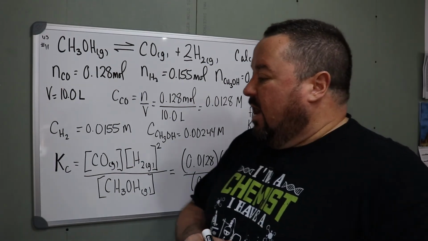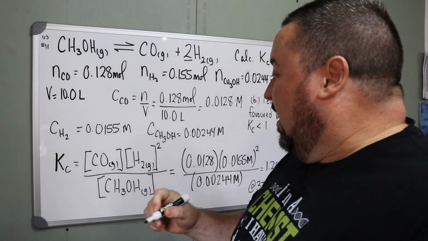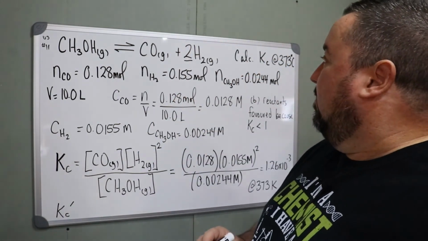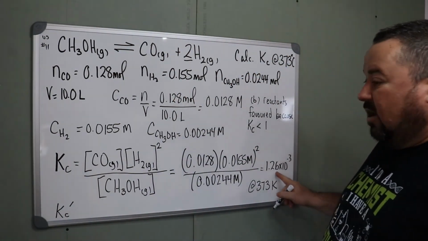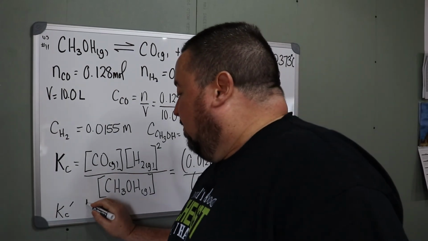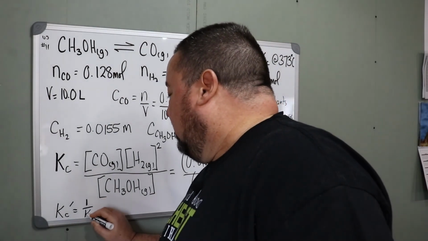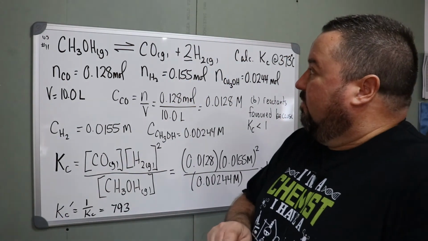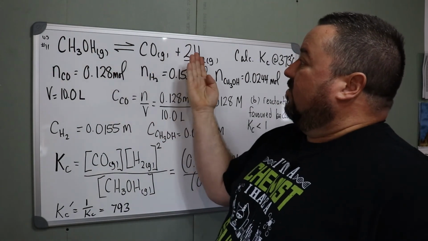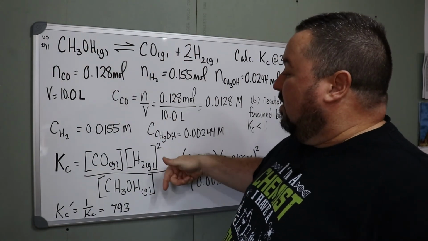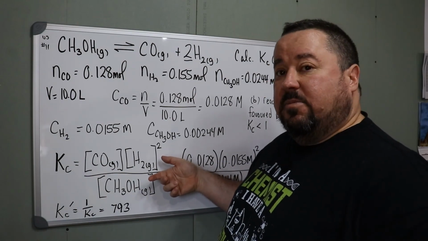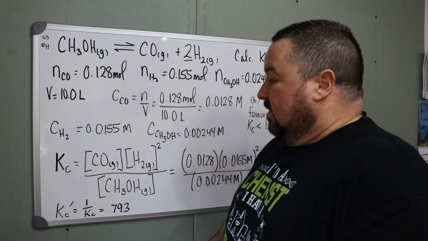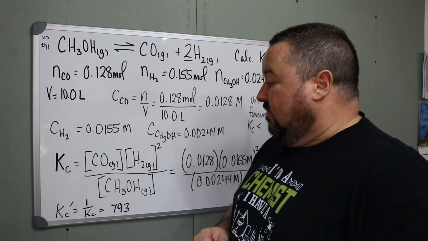In part C, we're asked to determine Kc for the reverse reaction. So normally we call that Kc prime. So Kc prime is simply the reciprocal of this value. So Kc prime is 1 over Kc, or 793. Because if we wrote the reaction in reverse, we'd simply change our notion of reactants and products, and it makes the equilibrium constant for the reverse reaction the reciprocal of the forward. So it's pretty straightforward to calculate Kc for the reverse reaction.